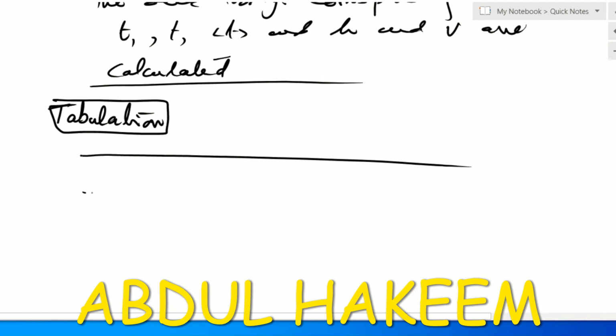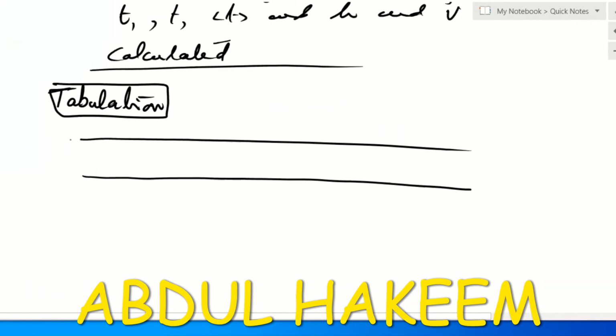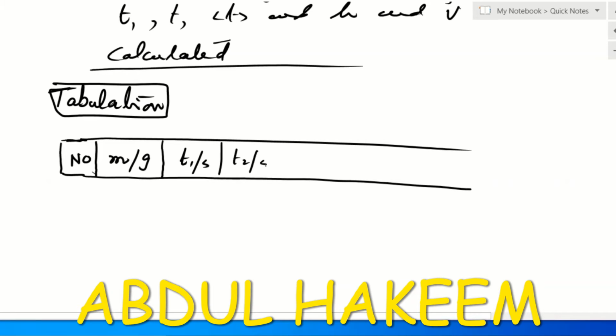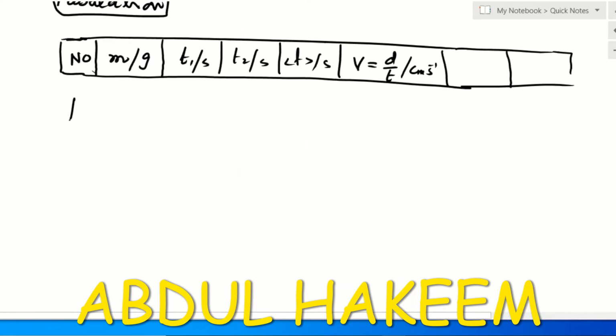Between two lines, we have to draw the table, only the headings with units, no columns. So first, the number of observations. Second, the independent variable, which is M. You can write in gram or kg, it's up to you. Then the dependent variable, which is speed, but we cannot measure speed directly. So before speed, we have to measure the time to fall a certain height. So we will write t1 in seconds, t2 in seconds, then t average in seconds, and then v equals d divided by t or h divided by t in centimeter per second, and then we will keep two boxes empty for further required physical quantities for the graph. Now the next is data analysis.